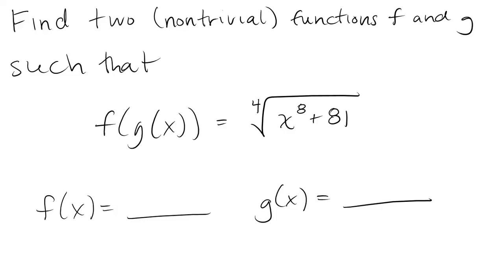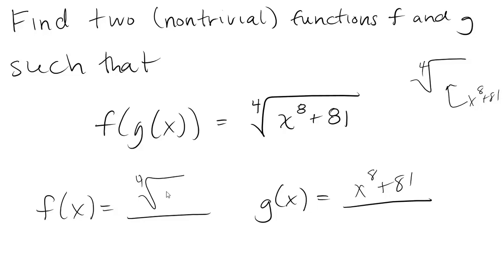Here's what I see. I see an outer function of the fourth root of something, the fourth root of the input, and the function that I want to plug into that is x to the 8th plus 81. So I would make my inner function g of x, x to the 8th plus 81, and my outer function is the function that takes the fourth root of its input, and we're calling the input x, so it'd be the fourth root of x. That's what I would do.